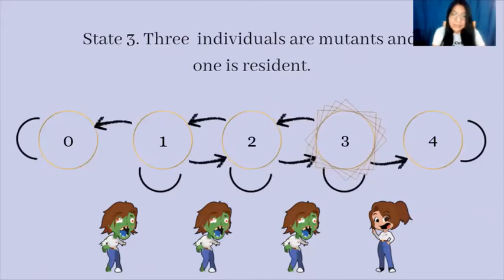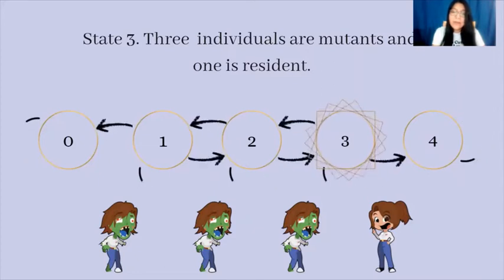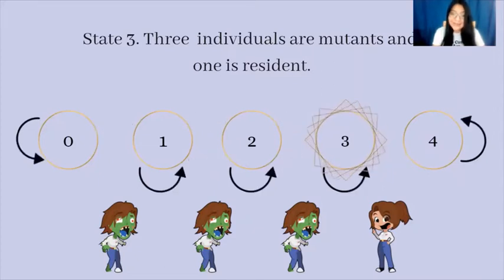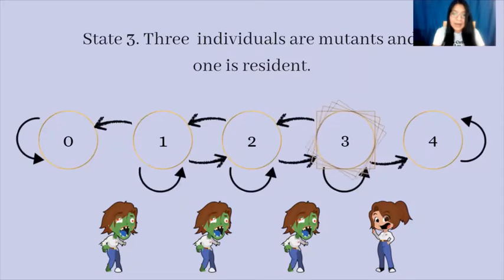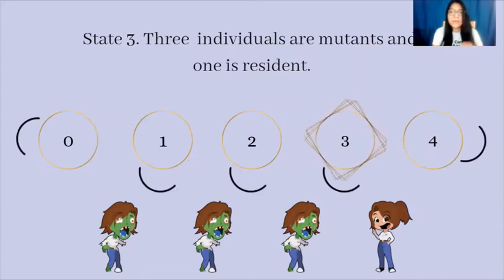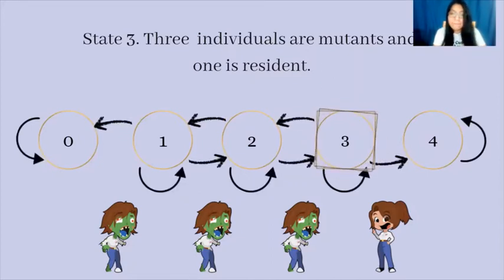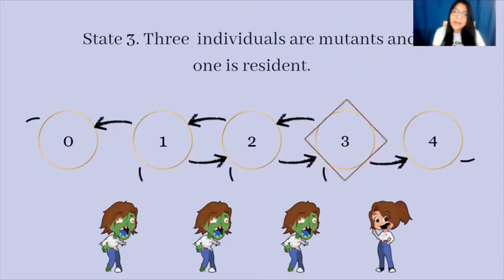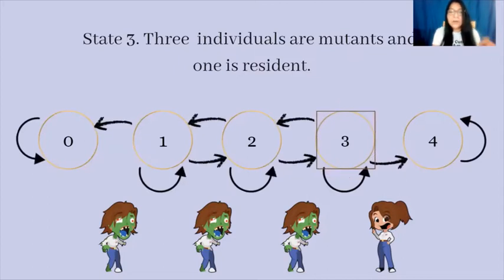In state 3, there are 3 mutants and 1 resident. Again, we can choose a resident to reproduce and a mutant to die, and we go to state 2, or we can choose a mutant to reproduce and another to die, and we remain in state 3, or we can choose a mutant to reproduce and a resident to die, and we go to state 4.